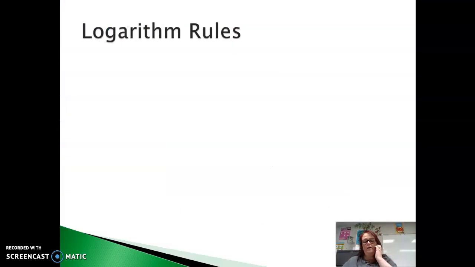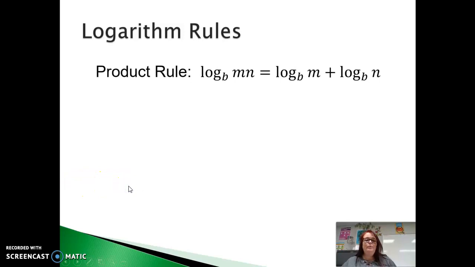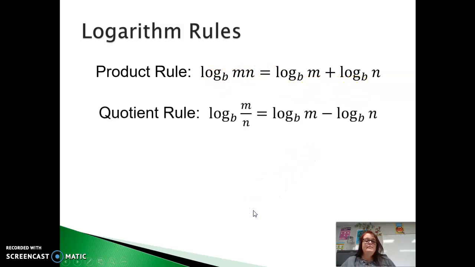All right, so then we have rules for logarithms, which again follow the same rules as exponents. So for example, the product rule says if I'm multiplying two numbers, I'm adding their exponents. So if I have the log base b of m times n, that's the same as log base b of m plus the log base b of n. Same thing with the quotient. If I'm dividing two numbers, then I'm subtracting their exponents.